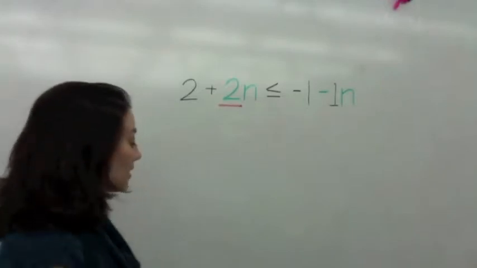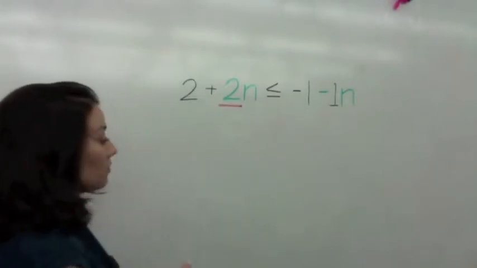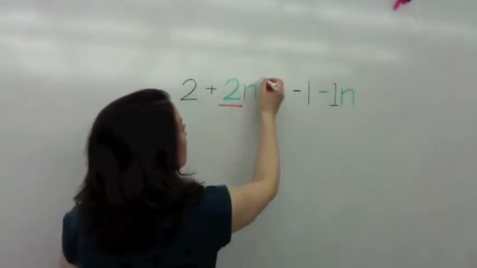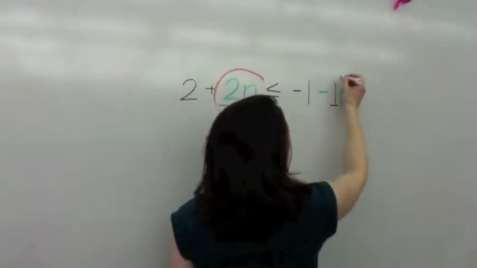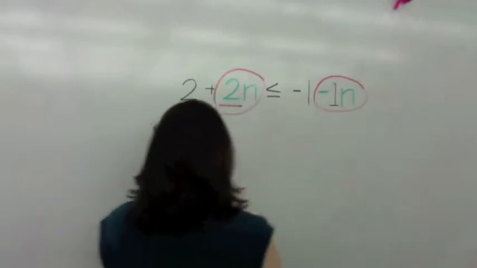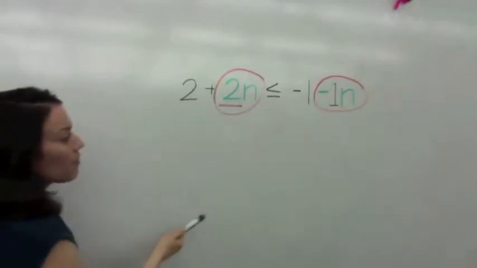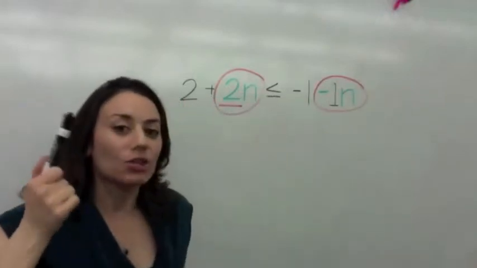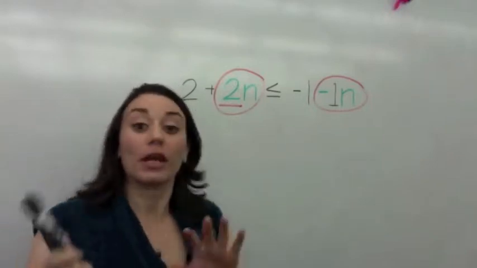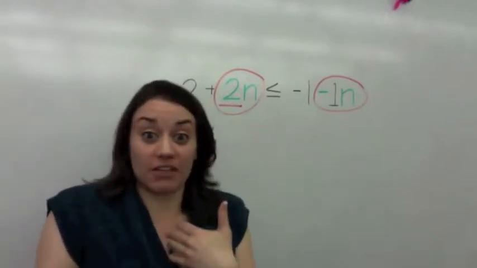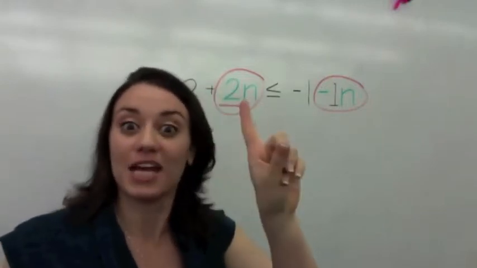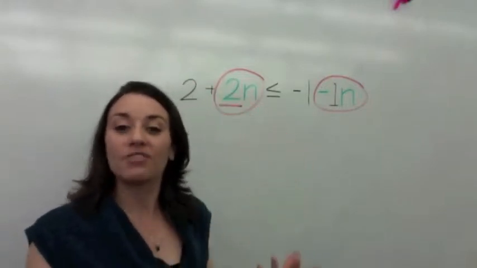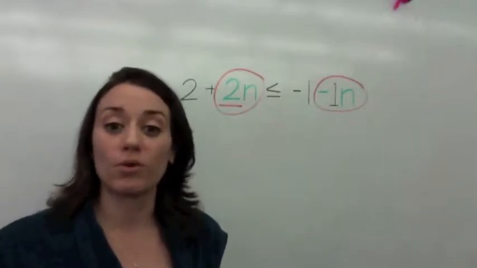So in order to combine like terms, the first thing that you have to do is circle the terms. So you have 2n on this side and negative 1n on this side. So this time we have a negative. When you have negatives, I don't like the negatives. I am not a negative person. And so immediately you must eliminate the negative. You have to get rid of negatives, guys. You don't want to work with negatives.